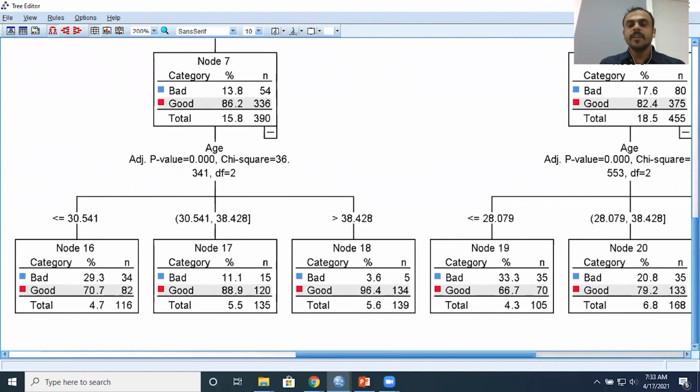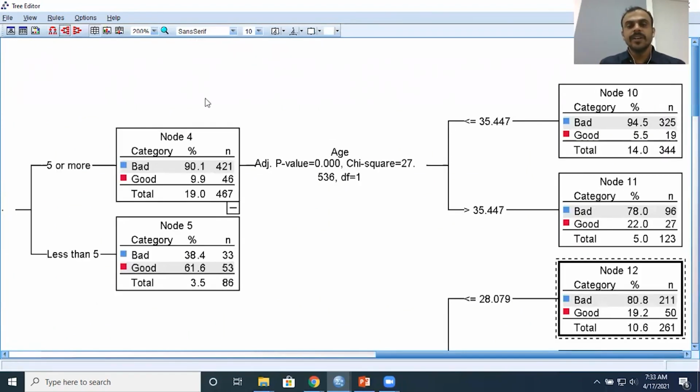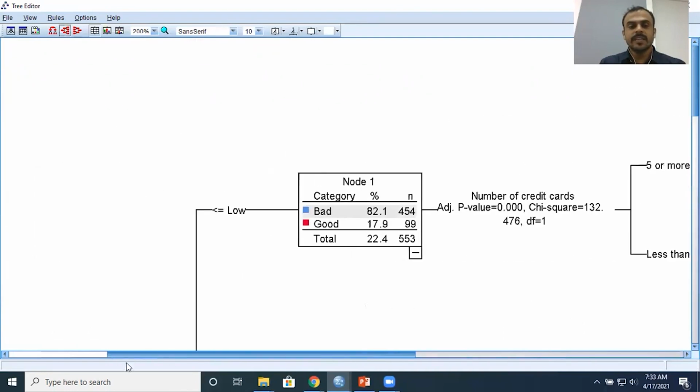Now, this is a very, very important visual aid. If you want, you can change the orientation, right? I was just looking at it from the top down. For presentation purposes, you can change the orientation. Now, you can just scroll to the extreme left.